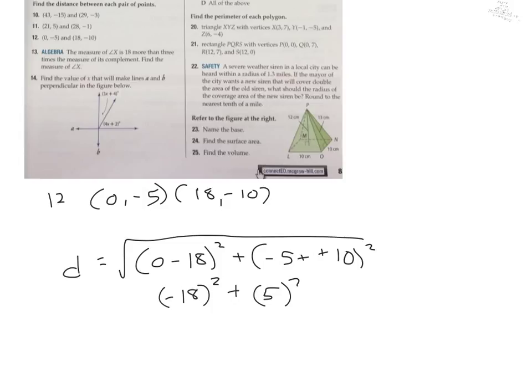Now, -18 squared happens to be 324, plus 5 squared, which happens to be 25, which gives me an answer of the square root of 349. Okay, so the distance then equals the square root of 349. All right, so that's number 12. So I'm going to move that one out the way, and let's look at number 13.